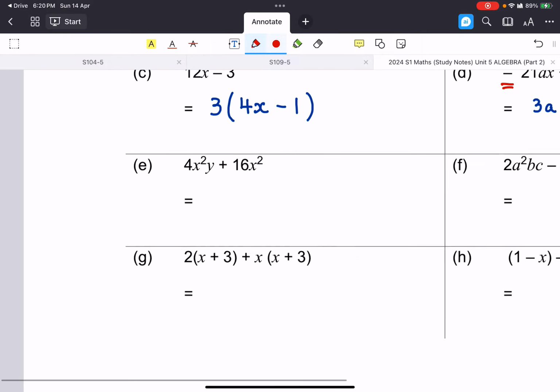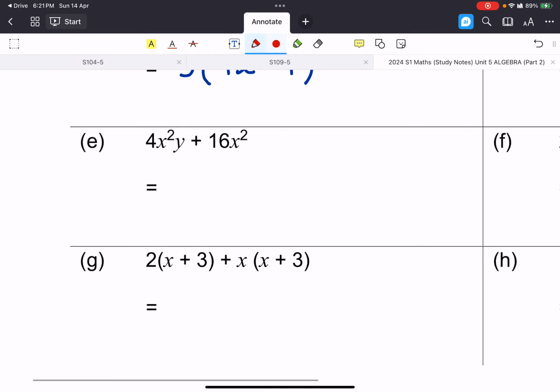Okay, so here's the next example. Now over here, again, let's change the color back to blue. We have 4, but just like the previous example, the letters are common. So in this case, we have x squared that's common. So if I extract x squared as well, what remains will be y for the first term and 4 for the second term. There we are, right?